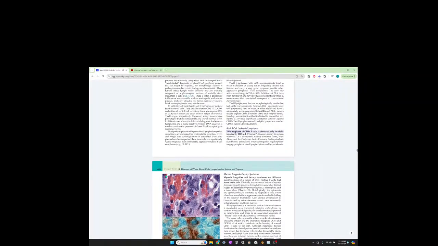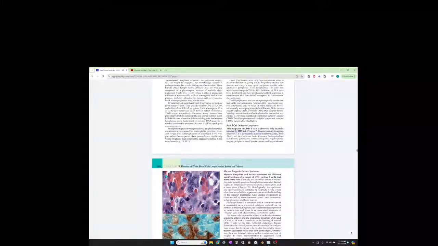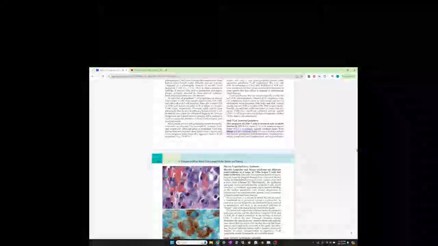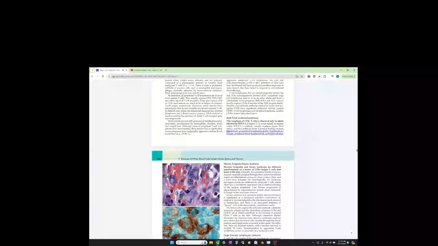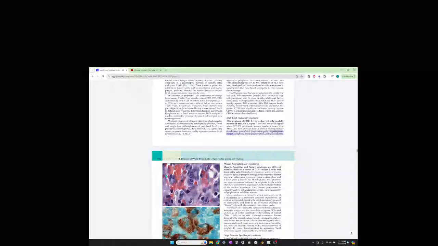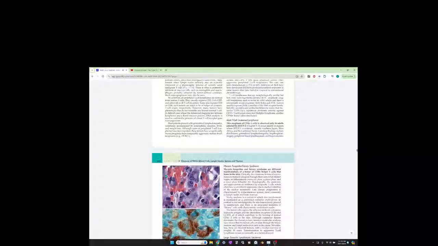This neoplasm of CD4 T-cells is observed only in adults infected by HTLV-1. It occurs mainly in regions where HTLV-1 is endemic, namely southern Japan, West Africa, and the Caribbean basin. Common findings include skin lesions, generalized lymphadenopathy, hepatosplenomegaly, peripheral blood lymphocytosis, and hypercalcemia.